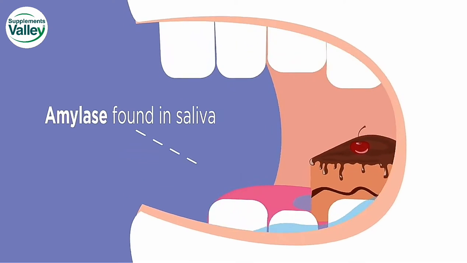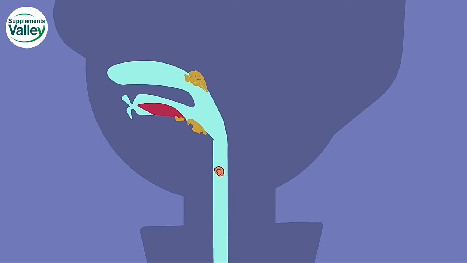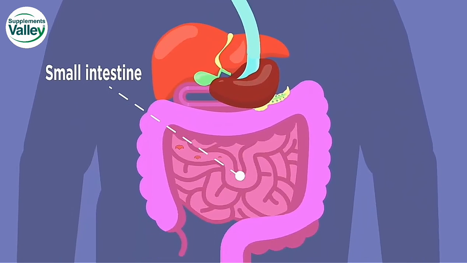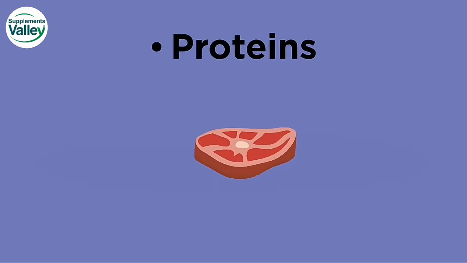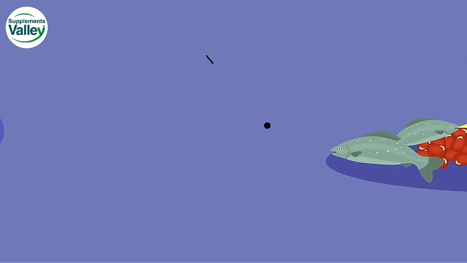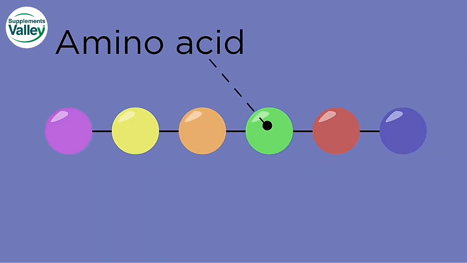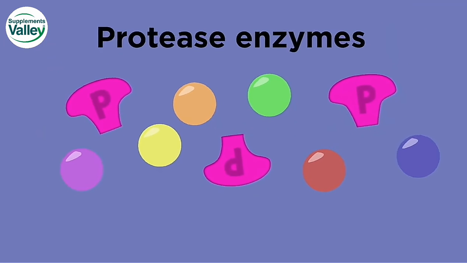Amylase is found in your saliva, which is where carbohydrates will first start to be broken down chemically, and another amylase is released into the small intestine from the pancreas, so much further down your digestive system. Now let's look at proteins. Proteins are found in meat, fish, beans, and pulses. They are made up of amino acids and are digested by protease enzymes. The protease enzymes break down proteins into amino acids.